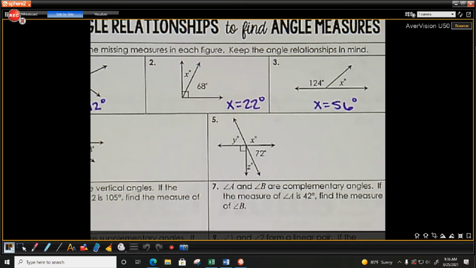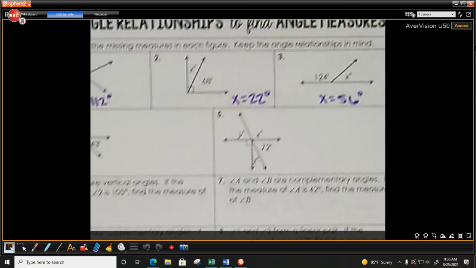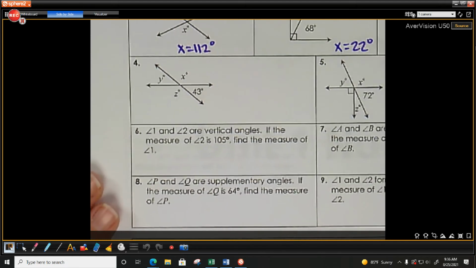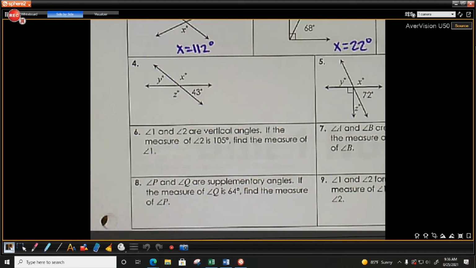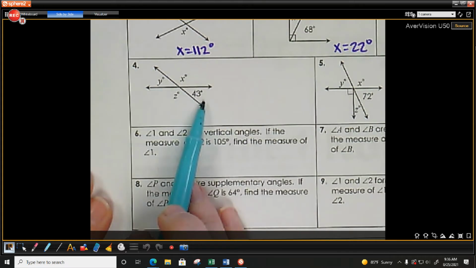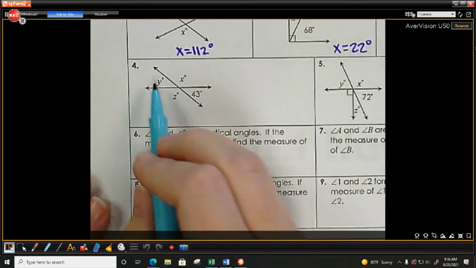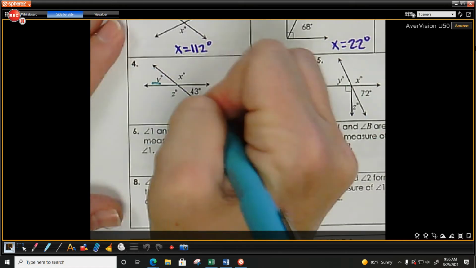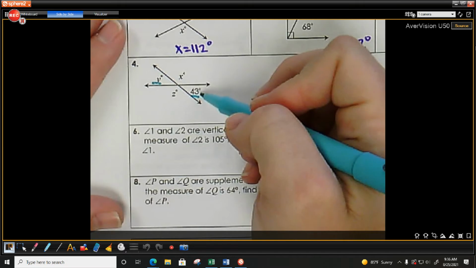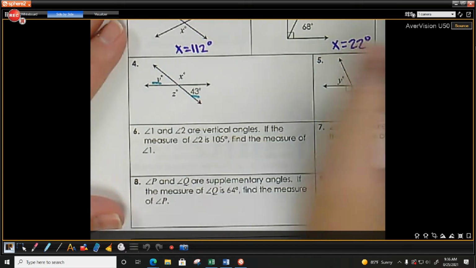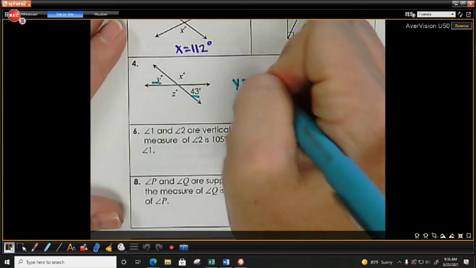Okay, so those were a little straightforward. These next ones, you're going to have to use whatever we get for one answer, then get another answer. Okay? So, if I know this angle is 43, which one do we want to figure out first? Y. Okay, because they're vertical angles, right? So if this angle is 43, what's y? 43. So y equals 43 degrees. Okay?